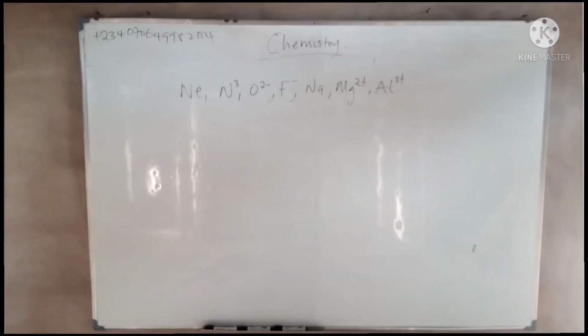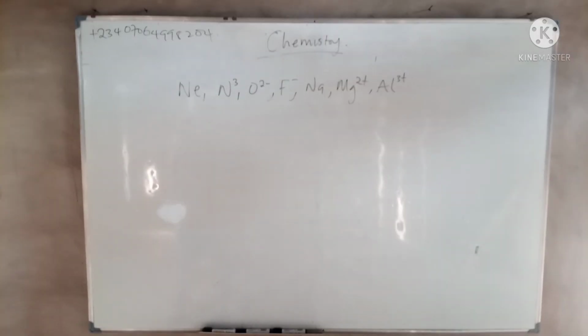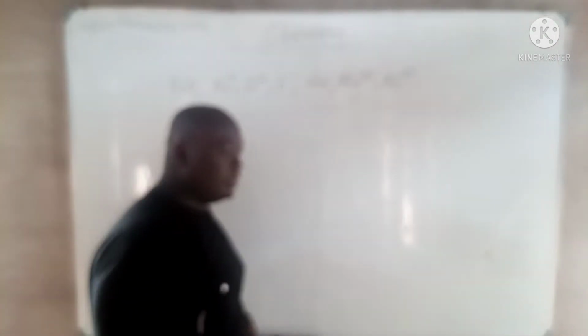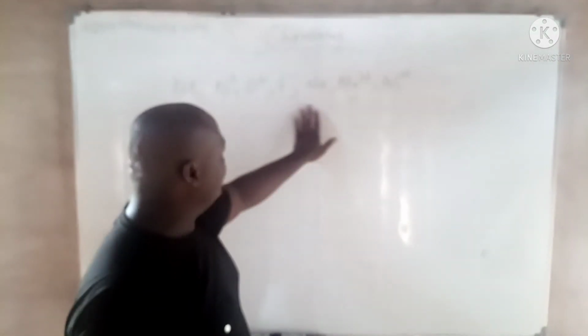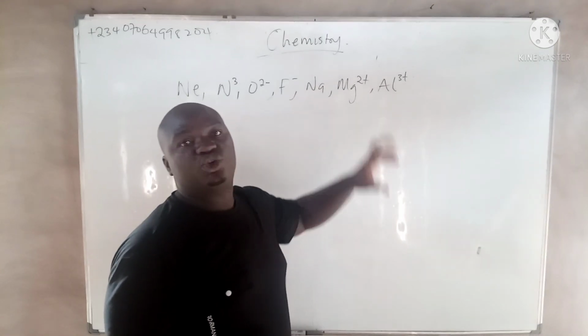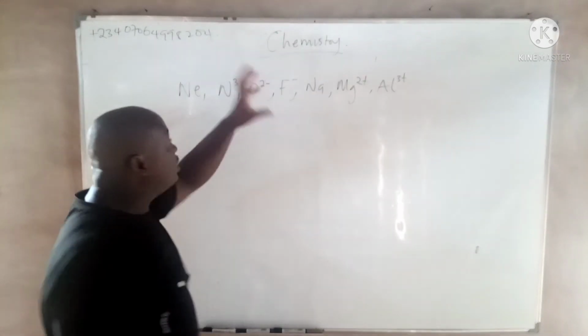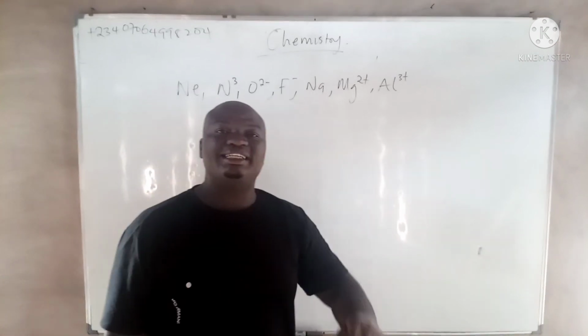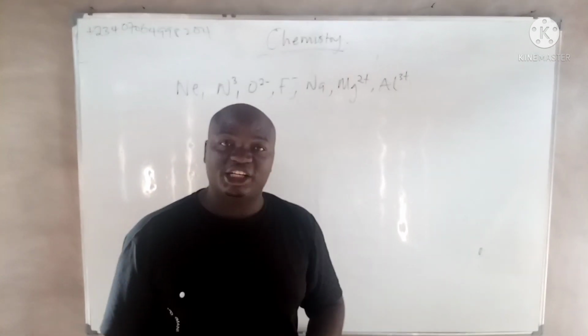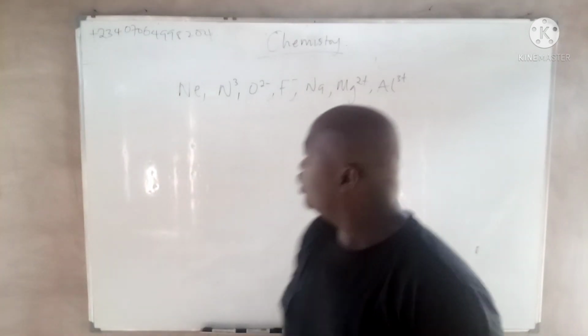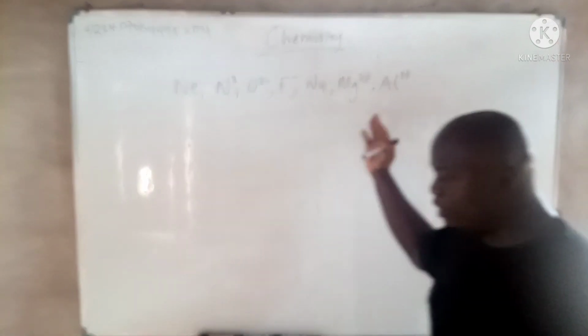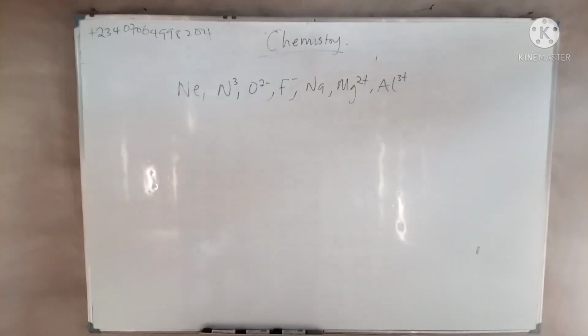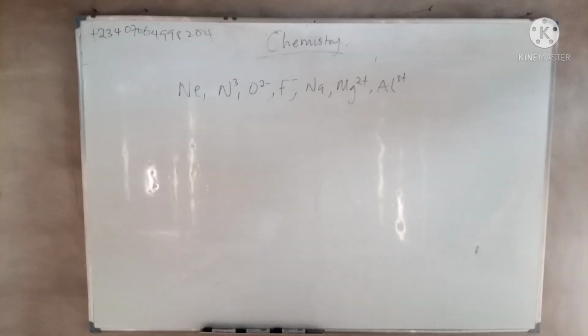A video on isoelectronics. This is classwork. Which among these is not isoelectronics? Which among these here is not isoelectronic? Please answer this and drop your answer at the comment section of this video. Thank you very much. Which among these? And please tell me how many electrons there are, and which among these compounds is not an isoelectronic with the rest. Thank you very much.